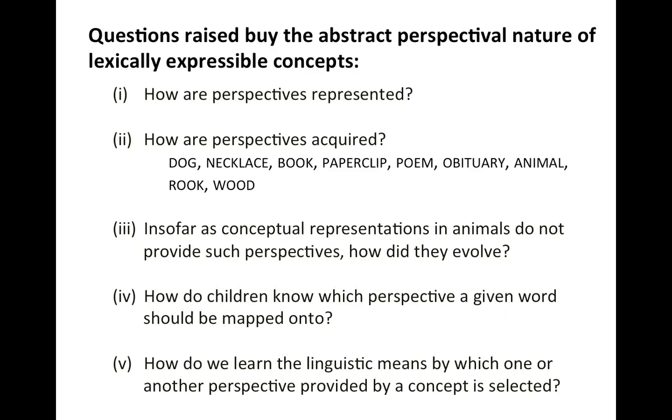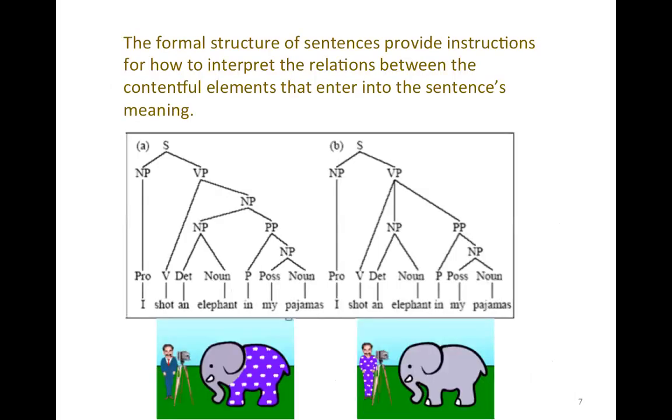In this talk, I will be focusing mostly on questions 1 and 2, as that will take all the time we have. And the claim I'm going to make is that concepts, like sentences, have formal structures. Now, the formal structure of a sentence provides instructions for how to interpret the relations between the contentful elements that enter into a sentence's meaning.